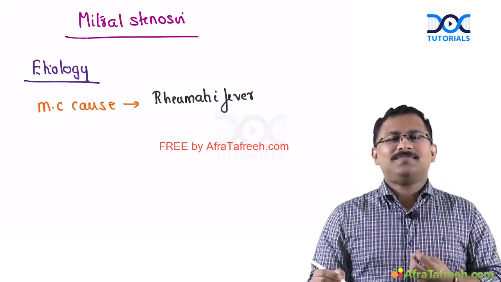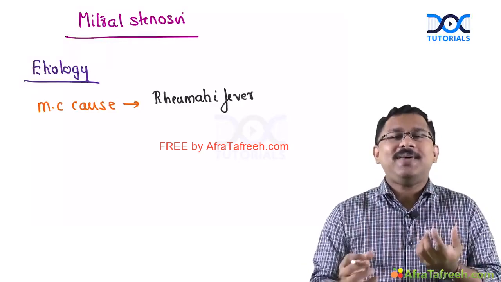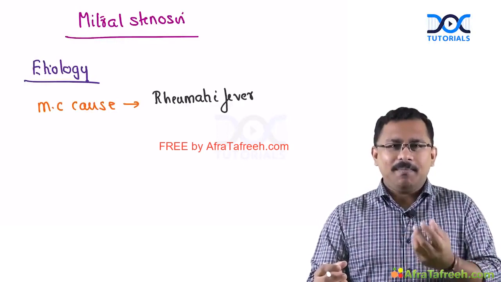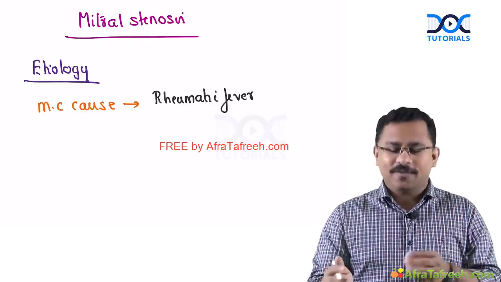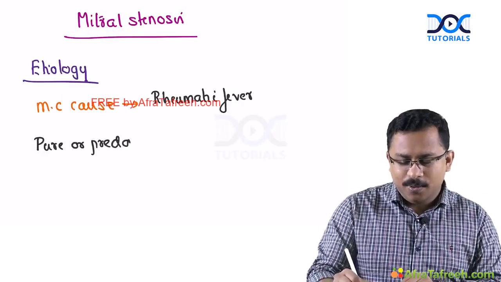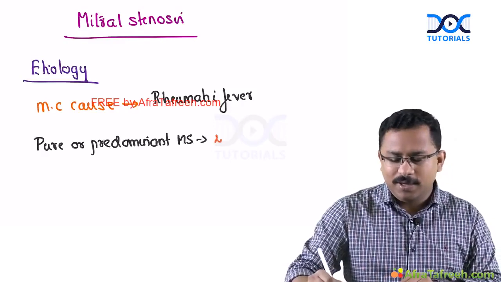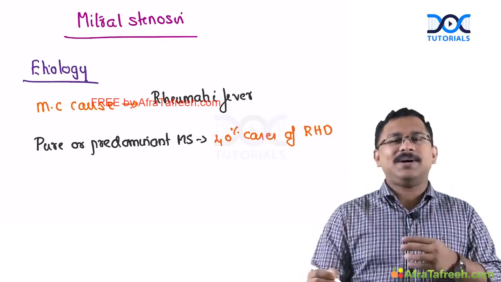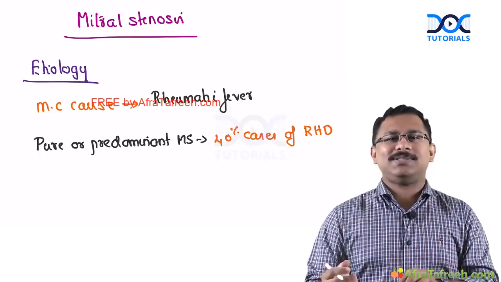Now, when you talk of rheumatic heart diseases, a pure MS or a predominant MS. Predominant MS means you might be having an associated valvular disease like MR, mitral regurgitation also, but the predominant lesion will be MS. So one point you have got to note is that pure or predominant MS occurs in almost 40% cases of rheumatic heart disease.